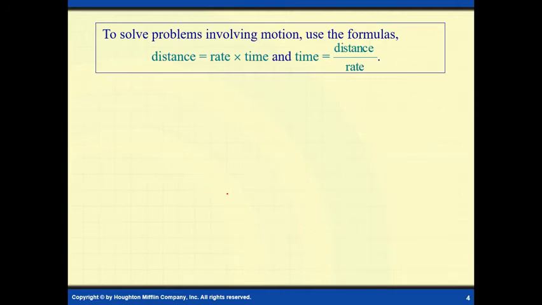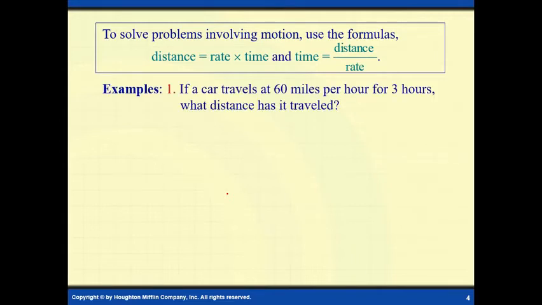To solve problems involving motion this time, we're going to use the formulas distance equals rate times time, and time is equal to distance over rate. So let's just take a look at some examples of how we would use these.